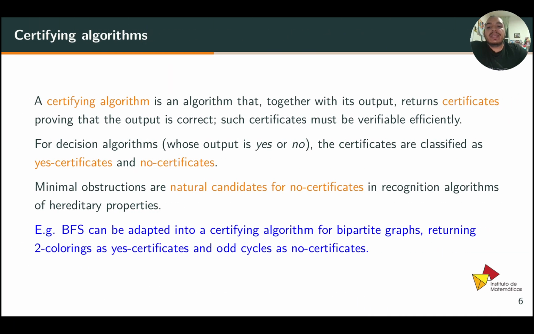For example, if we consider a recognition algorithm for bipartite graphs, it is well known that we can adapt BFS in such a way that it recognizes bipartite graphs and also returns a bicoloring if the output is yes. So a bicoloring is a yes certificate, and it returns as no certificates odd cycles, which, as we previously said, are precisely the minimal obstructions of bipartite graphs.